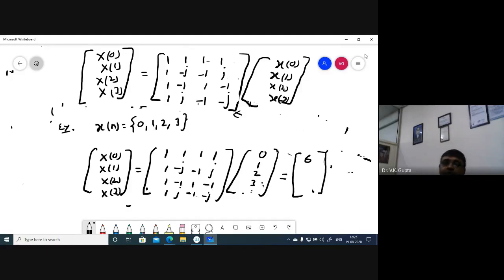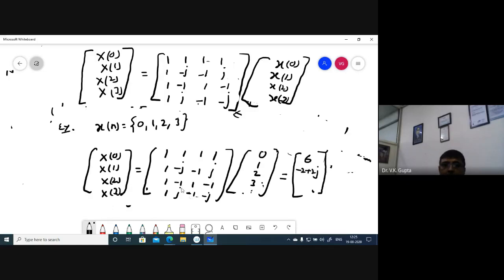Then what about the second point? This into this plus this into this plus this into this plus this into this, means 0 minus j minus 2 plus 3j. This is minus 2 plus 2j. The second point will be minus 2 plus 2j.